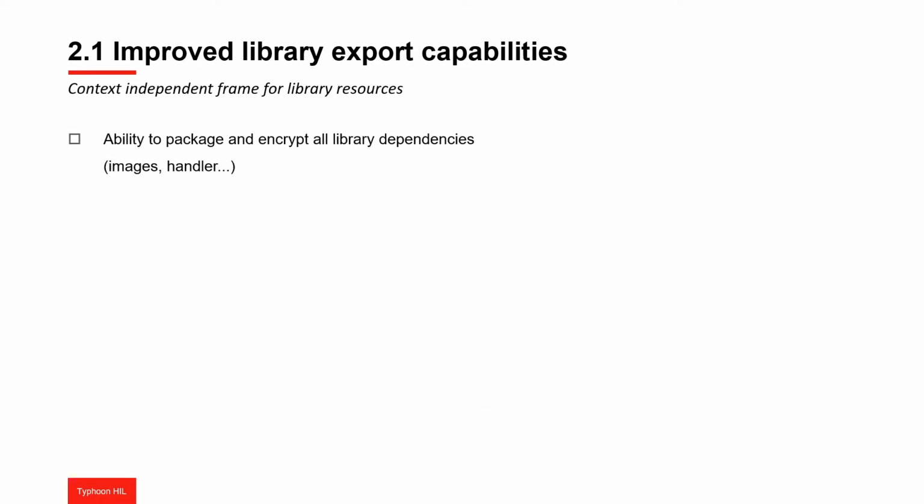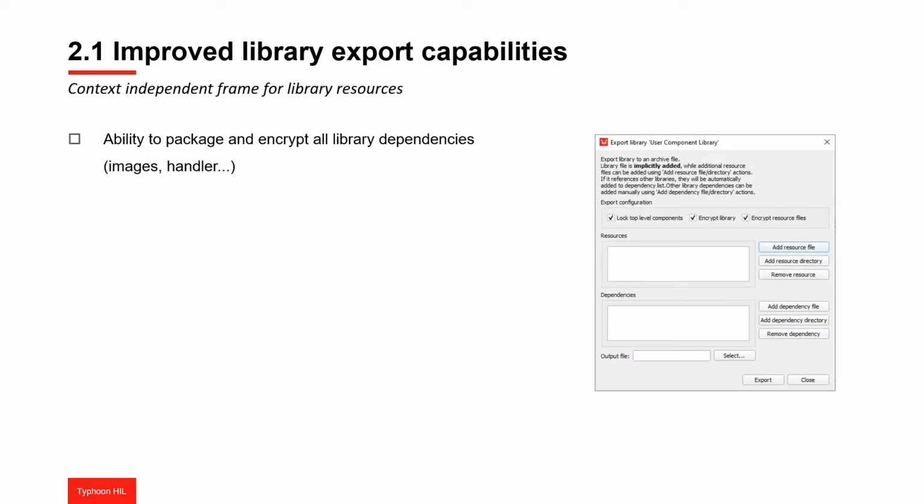Now, you can pack a library with all its dependency files included. These dependencies include different kinds of resource files such as images, icons, handlers, and of course other libraries. Additionally, you can now choose to encrypt resource files along with the library itself during the library export process.